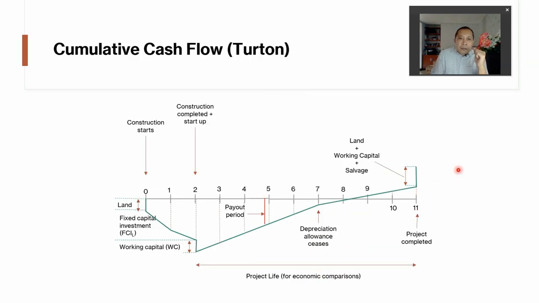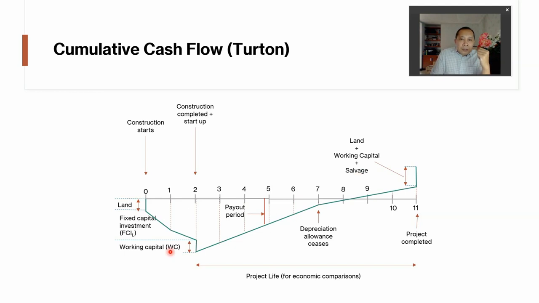The second graph gives you the Turton's books version of the cumulative cash flow plot of a typical project. As usual, the shape is similar. Okay, so this is the acquisition of land, and then expenditure of FCI sub L. Sub L means that it excludes the cost of land acquisition. Then this is the acquisition of working capital, and this is the production phase. This is the end of depreciation allowance, and then this is the end of the project. Okay, so in this example, the project is completed at year 11, at which time we recover the land, working capital, and we also sell the plant at its salvage value.